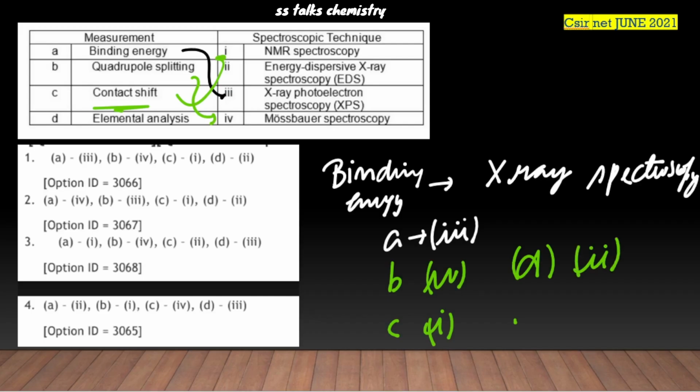Okay, so 3, 4, 1 and 2. So let's see: A with the third, B with the fourth, C with the first and D with the second. Option first is the right answer, I guess. Right? So first is the right one only. Okay. Now moving to our next question.